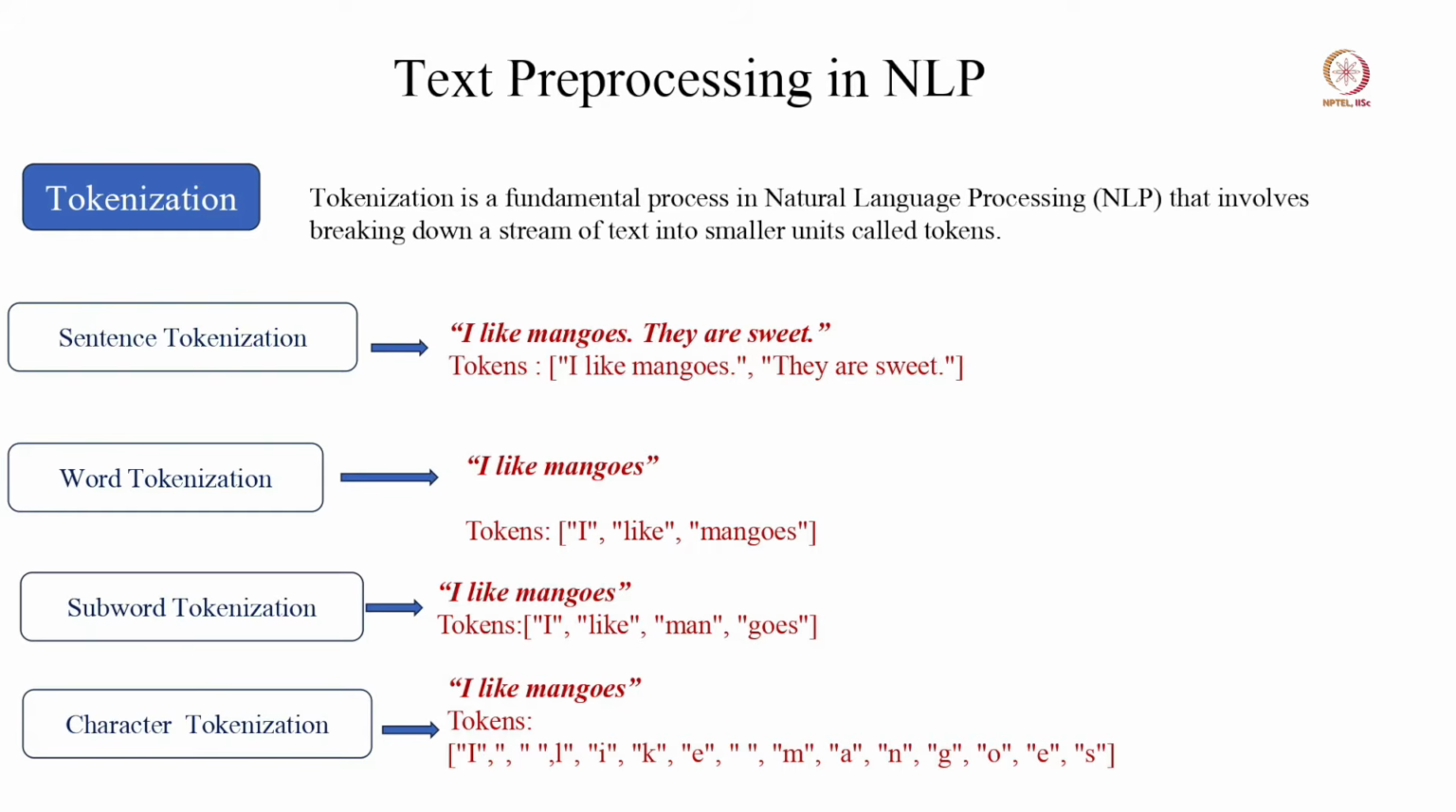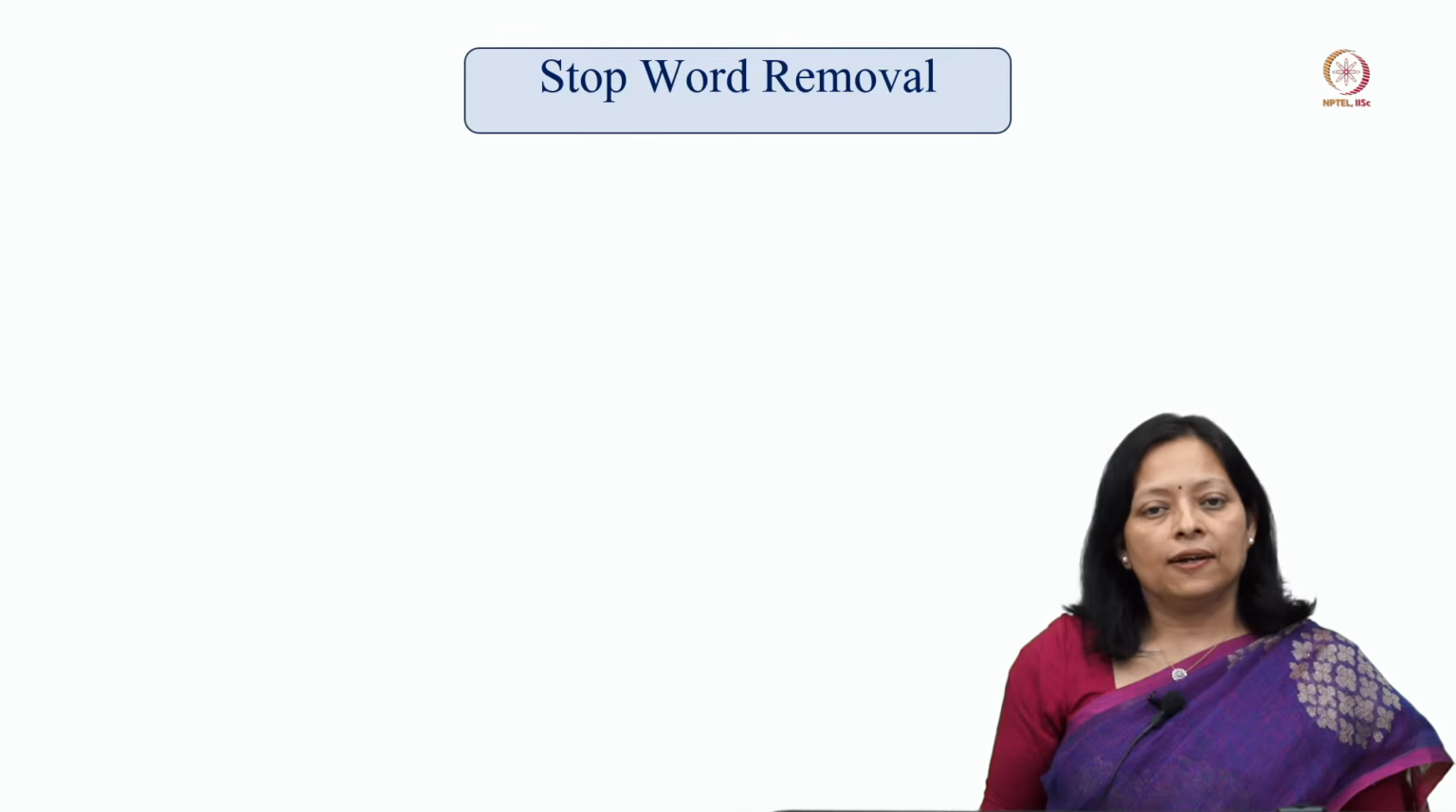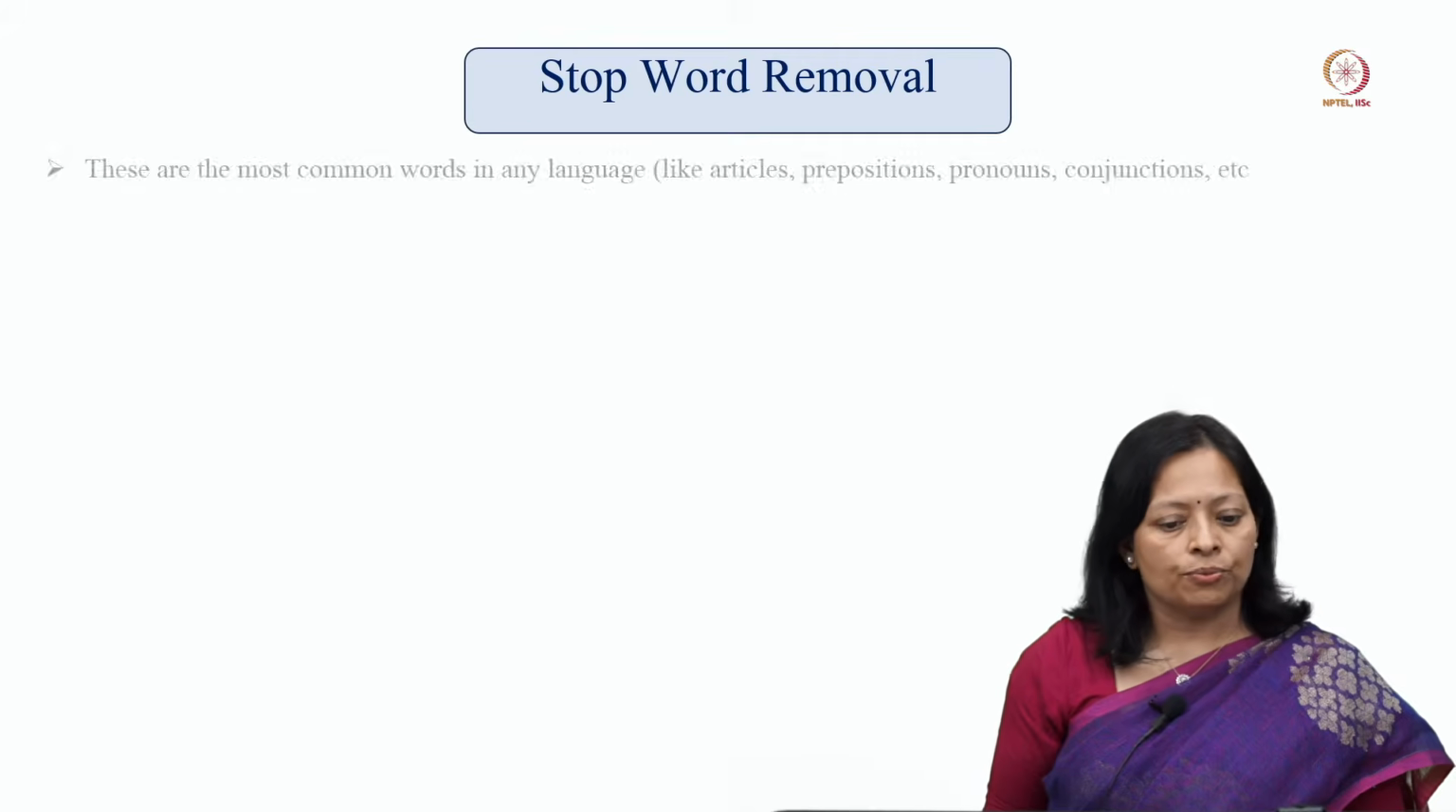Then L becomes one character token, I becomes one more character token, K becomes another character token, E becomes another character token, and so on. Okay, so this is called character tokenization. So tokenization is a process where you are breaking down a stream of text into either sentences, words, subwords, or into characters. Then we have something called stop word removal.